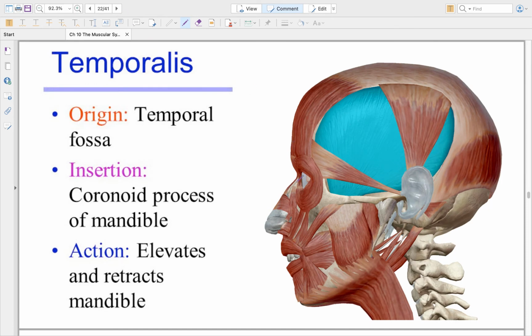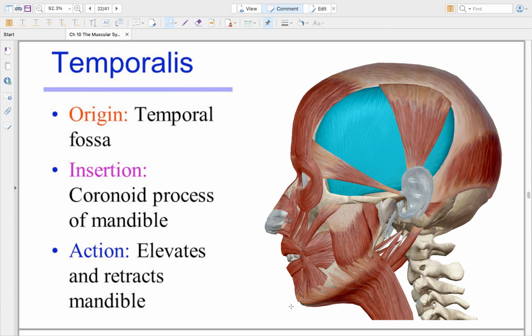Temporalis. Temporalis here in blue lines the temporal bone, no surprise there. The origin is the temporal fossa. The insertion is the coronoid process of the mandible. The action of this muscle is to elevate and retract the mandible. You can see it a little bit. No, we can't see it, I'm sorry. It's covered, but it's there.